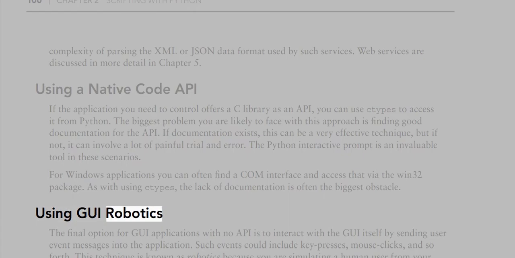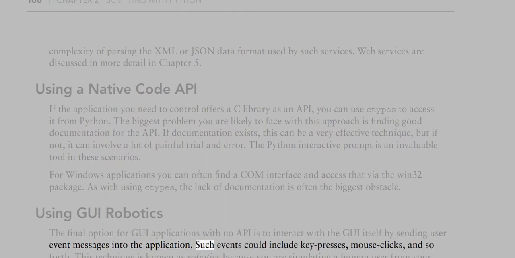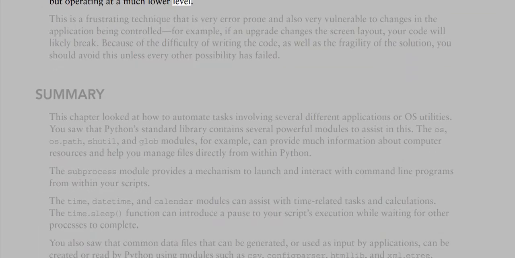Using GUI robotics. The final option for GUI applications with no API is to interact with the GUI itself by sending user event messages into the application. Such events could include key presses, mouse clicks, and so forth. This technique is known as robotics because you are simulating a human user from your Python program. It is really an extension of the native code access described in the previous section, but operating at a much lower level. This is a frustrating technique that is very error-prone and also very vulnerable to changes in the application being controlled. For example, if an upgrade changes the screen layout, your code will likely break. Because of the difficulty of writing the code, as well as the fragility of the solution, you should avoid this unless every other possibility has failed.